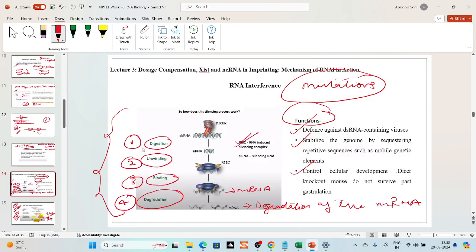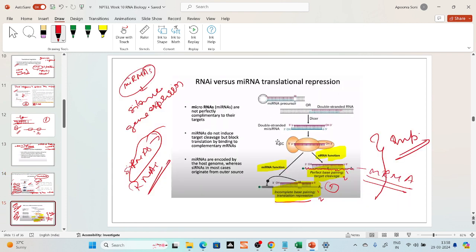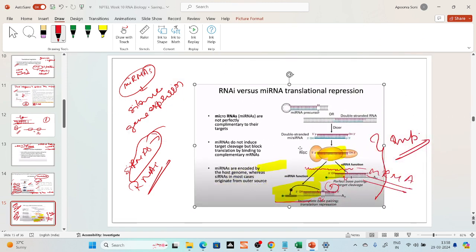Then we studied RNA interference, what the different steps are and what the different functions of RNA interference are. Then we studied the difference between miRNA and siRNA. siRNA has perfect base pairing, whereas miRNA does not have perfect base pairing.